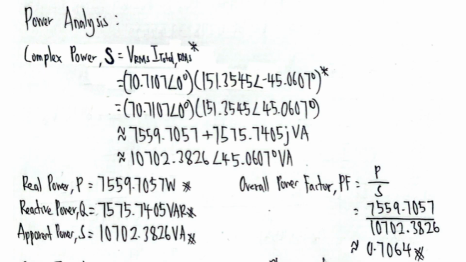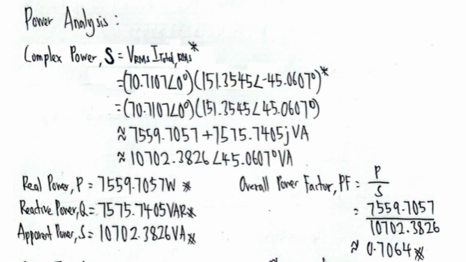So now the explanation of power analysis on the value of real power, reactive power, and apparent power. In this case, we are using the complex power formula because that is how we are going to get the values of P, Q, and S. The formula is S equals VRMS multiplied with I total RMS. So the value of apparent power will be this value.